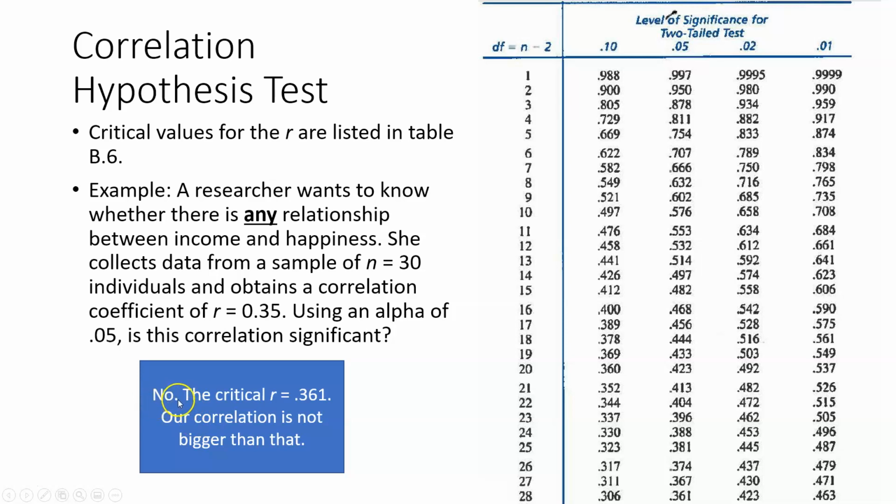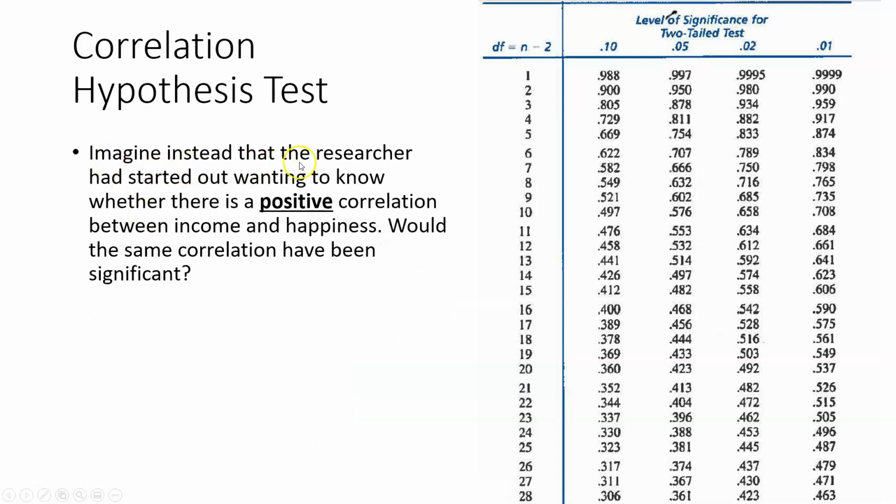So the answer is no, there's not a significant correlation because the critical R is 0.361 and our correlation is not bigger than that. Imagine instead that the researcher had started out wanting to know whether there is a positive correlation between income and happiness. Would this same correlation have been significant?